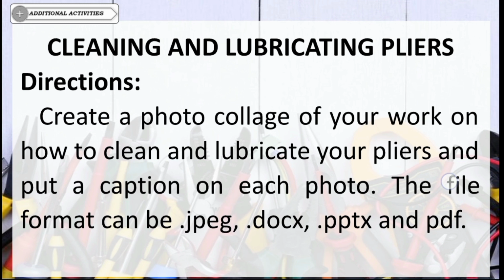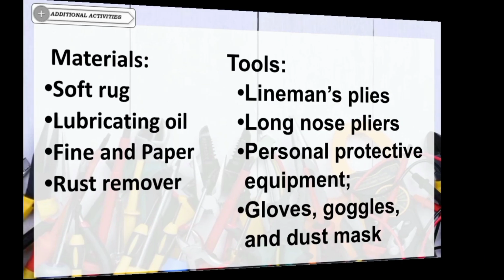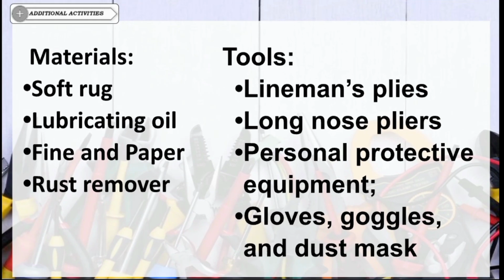So class, dito sa activity na ito, kakailanganin natin ng mga tools o materials na ito. Kailangan natin ng soft rag, lubricating oil, fine sandpaper, rust remover. Tools naman natin is lineman pliers, long nose pliers, personal protective equipment, gloves, goggles, and dust mask. So yan ang mga kakailanganin natin para ma-perform natin ang activity na ito. Kung wala kayo, pwede kayong manghiram sa mga kakilala ninyo o sa mga kamag-anak ninyo.